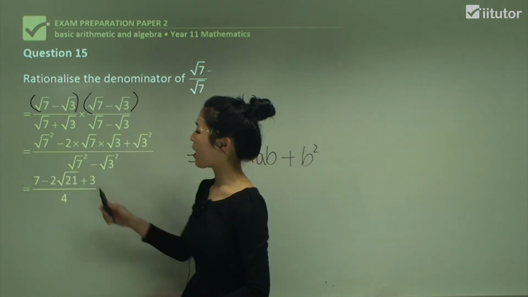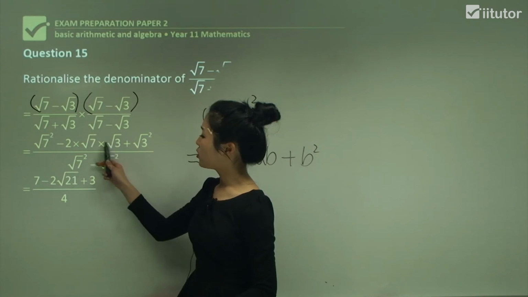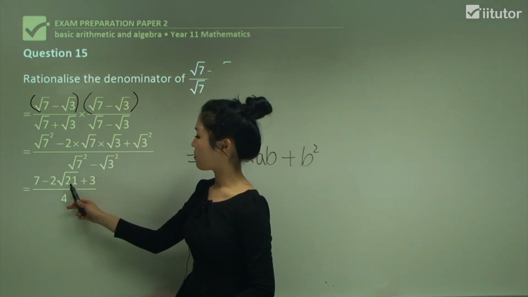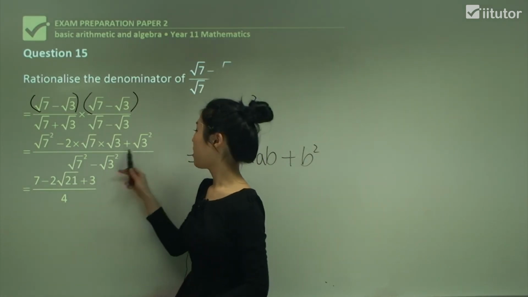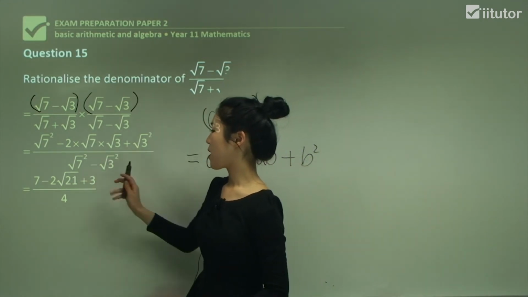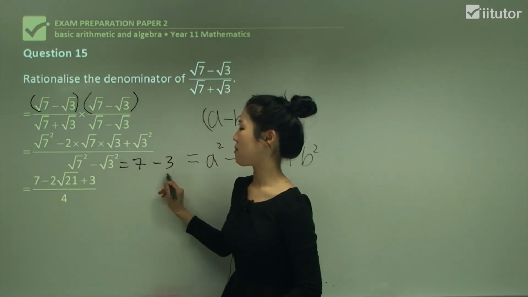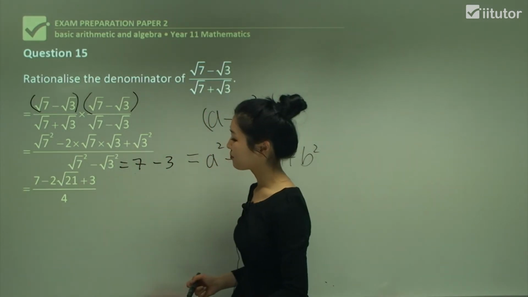And then let's just simplify. Root 7 squared is just 7. And here we can multiply the surds together, so root 7 times root 3 is root 21. And then of course root 3 squared is just 3. And root 7 squared is 7, root 3 squared is 3, so 7 minus 3 simply becomes 4.